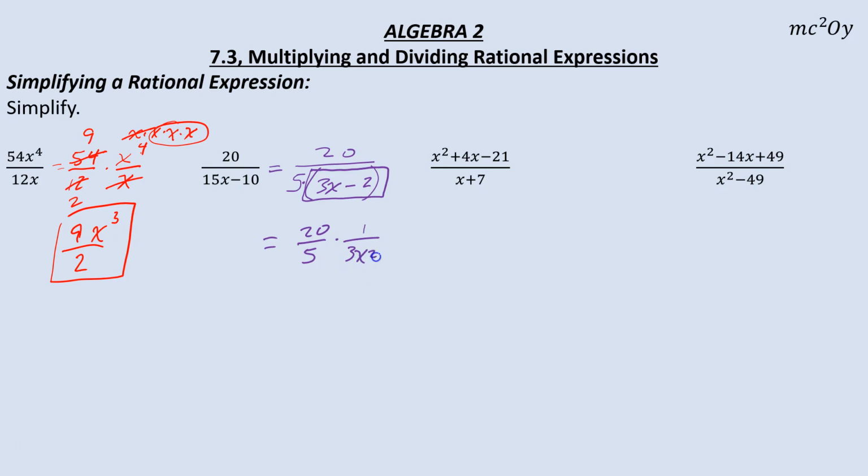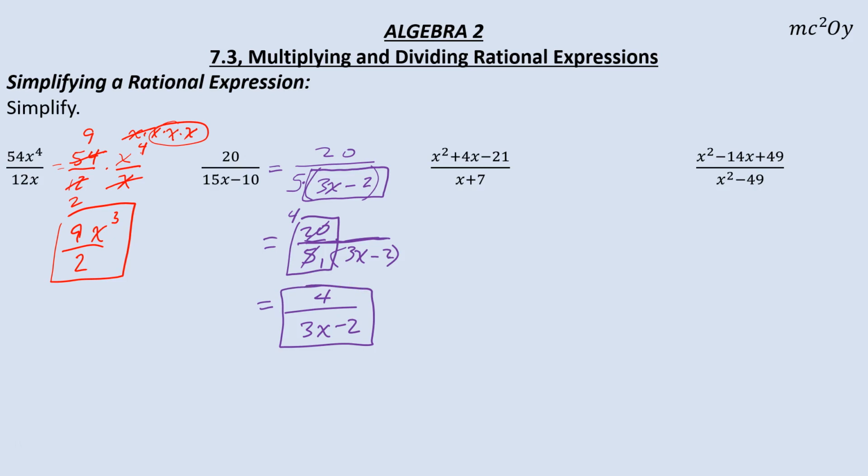Now we don't write it like that. We really just write it with this and get rid of that. And we think to ourselves, 20 over 5, what does that reduce to? Well, 20 divided by 5 is 4. Or 5 goes into 5 once, and 5 goes into 20 4 times. So I'm left with 4 on top, and just the 3x minus 2 on bottom. And you could put the parentheses or not. Usually you won't see it with parentheses.